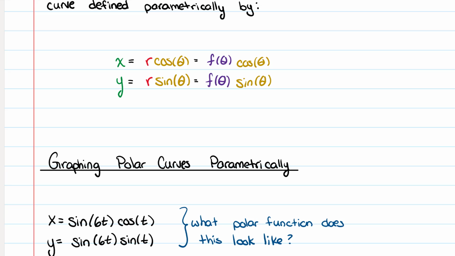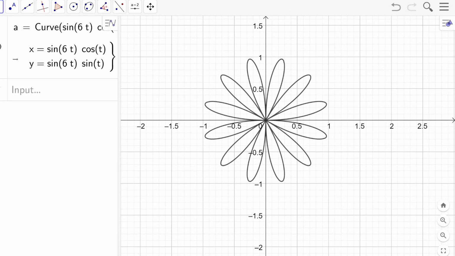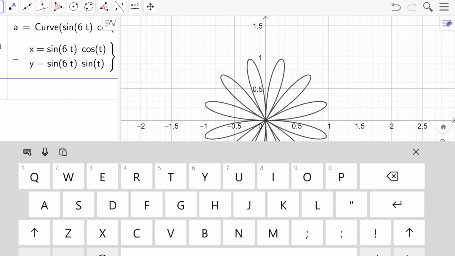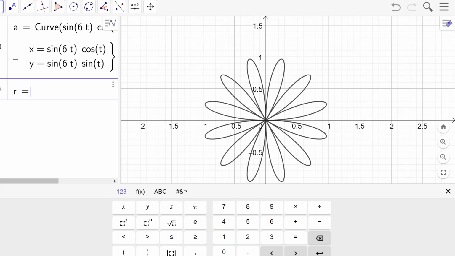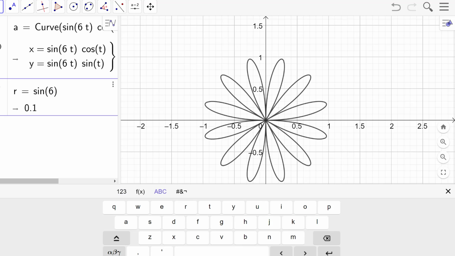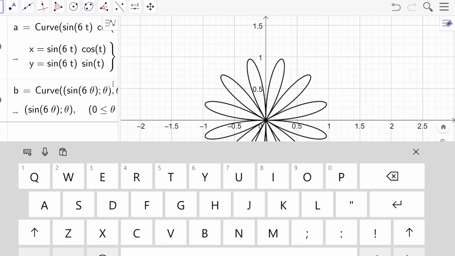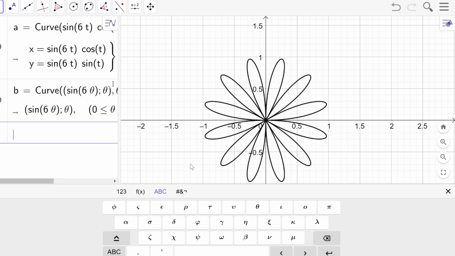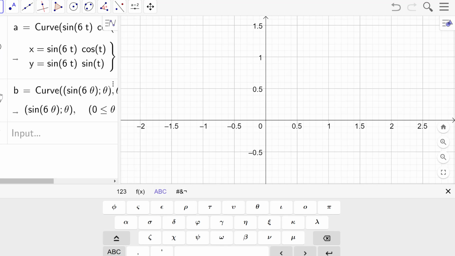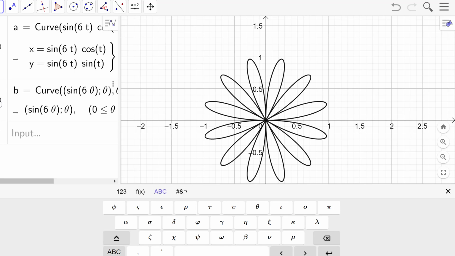Alright, so we're going to go ahead and graph that. If I go ahead and graph that parametric equation, I get this flower curve. So this should look like a polar function that we've done in a previous example. So let's see if that looks like our r is equal to our formula there. So r is equal to, and it looks like we should have sine of 6 theta. And when I graph that and turn on and off each one, I can see that they're exactly the same curve.